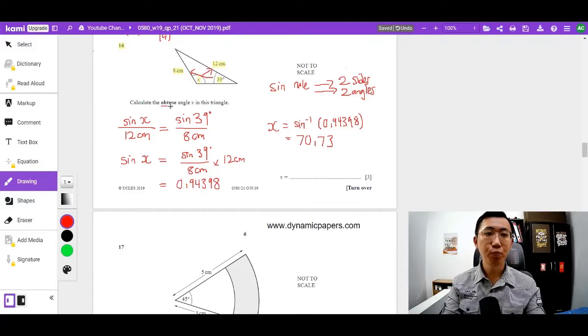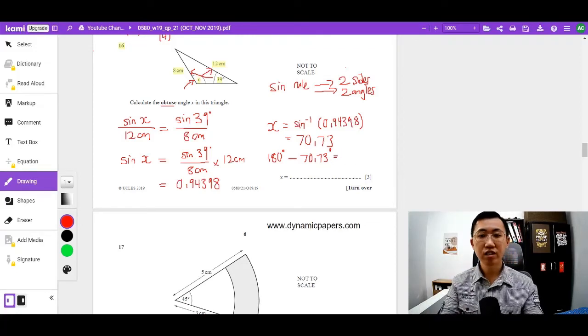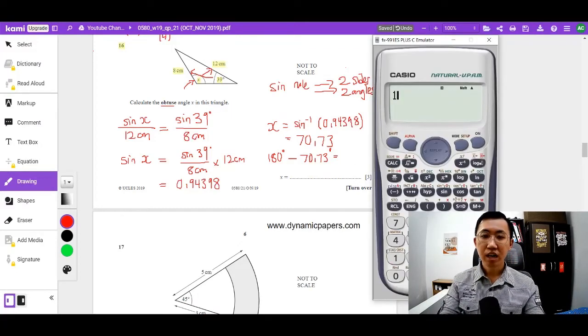I see an obtuse angle and clearly x over here is larger than 70. So 70 is not the correct answer here. What you have to do for the final answer is take 180 degrees minus 70.73 degrees. This will give you the obtuse angle. Okay, so I have to use the calculator again. 180 minus 70.73. So what is this?